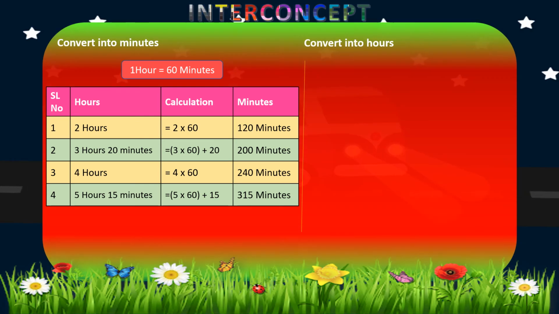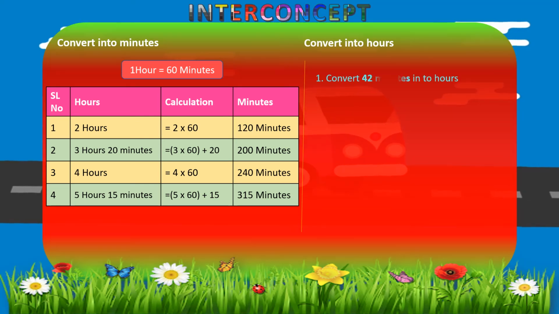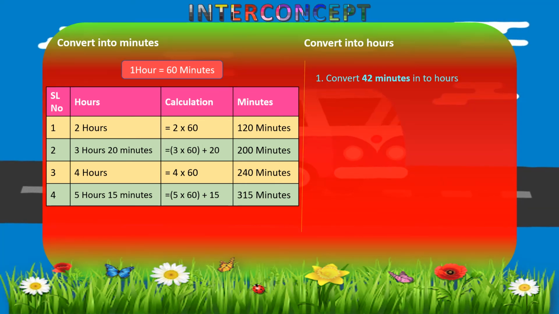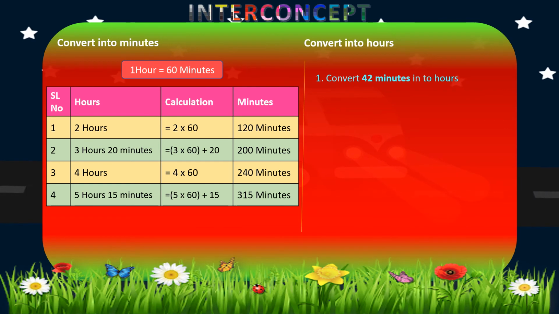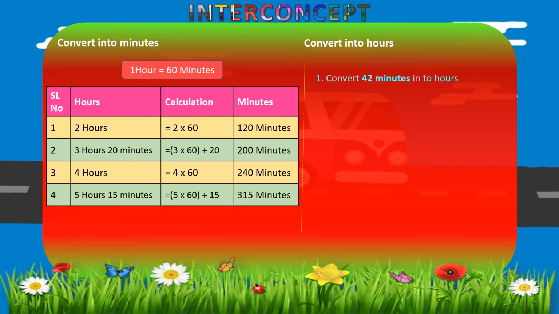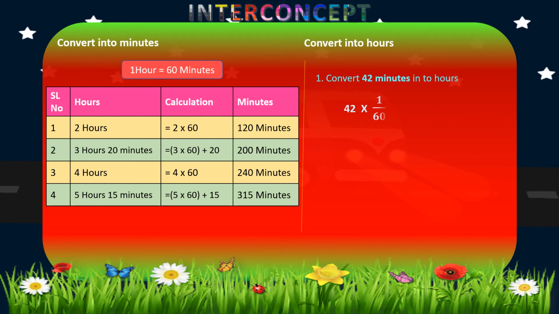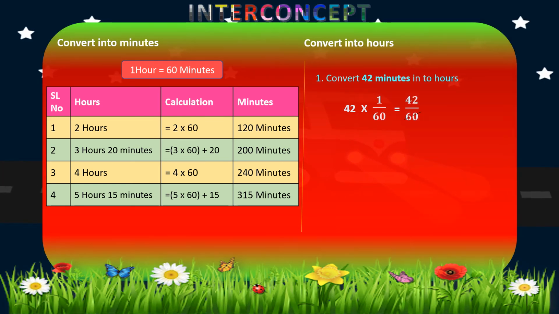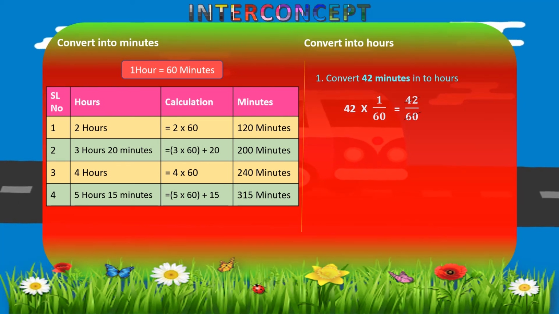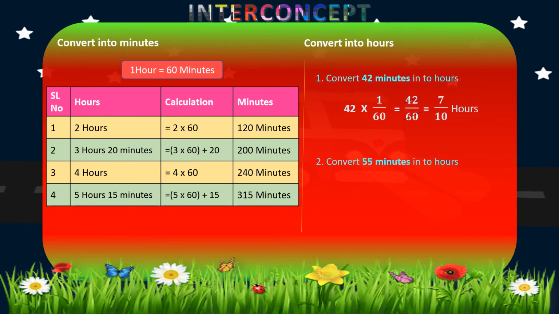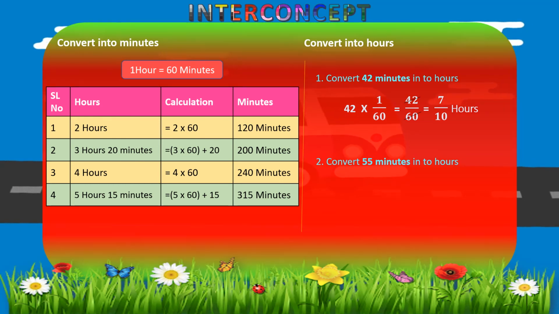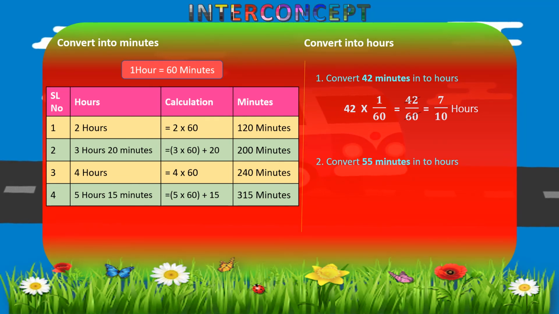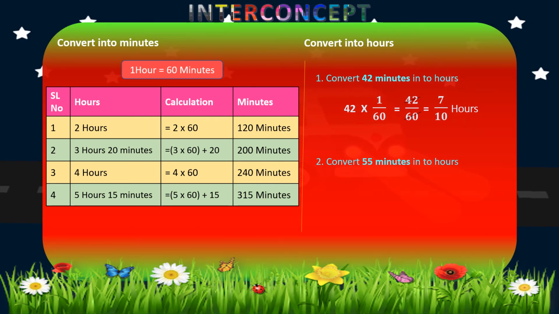The next part is convert into hours. Convert 42 minutes into hours. Here we give the minutes. Now we can find out the hours. So 42 into 1 by 60 is equal to 42 divided by 60. Here we use the sixth table. So 10 6 are 60 and 7 6 are 42. So the answer is 7 by 10 hours.